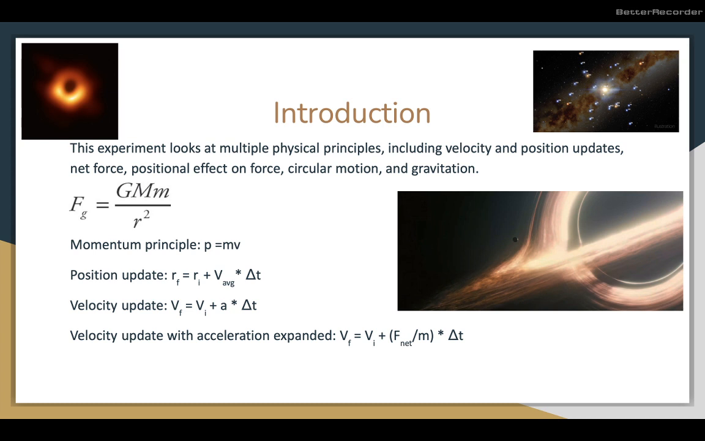This experiment looks at multiple physical principles including velocity and position updates, net force, positional effect on force, circular motion, and gravitation. This is the formula to find the gravitational force between any two objects. Here's the momentum principle formula, which shows us that momentum is equal to mass times velocity. And then here we have the position and velocity updates, and then this is velocity update with acceleration expanded, which is the one we'll use in our calculations.